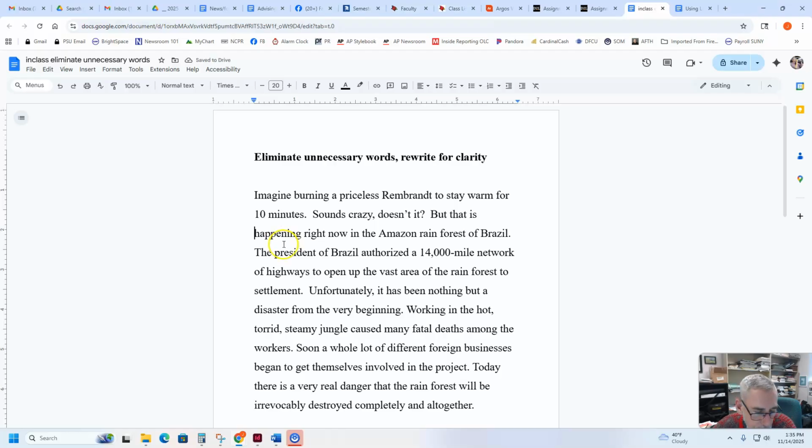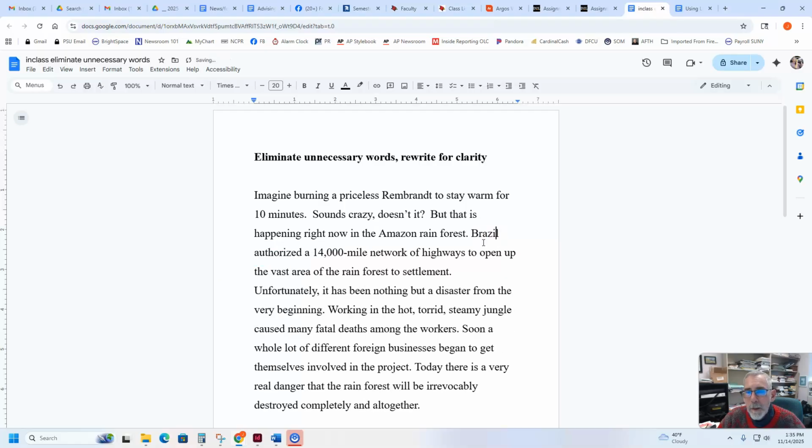The president of Brazil, in the Amazon rainforest of Brazil, well, we could just say in the Amazon, or in the Amazon rainforest, or we could say the rainforest of Brazil, but I don't think we need all of that. We could probably just say the Amazon rainforest. We're going to get into Brazil in just a moment anyway. We see that in the next sentence, so we don't really need that. Good. The president of Brazil. Whenever I see something like that, I know it's Brazil's president.